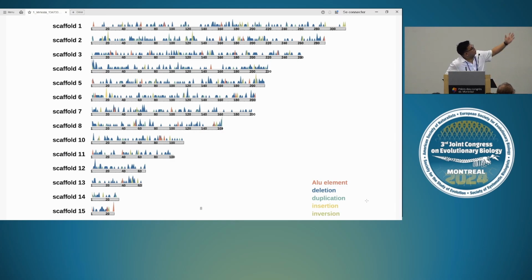Here is a summary of the different structural variants we were able to see. We have deletions, duplications, inversions, and a single insertion. We also wanted to highlight the putative ALU element. And the reason why there is no scaffold 9, we did not forget. Scaffold 9 is the sex chromosome, and so these are all autosomal chromosomes.